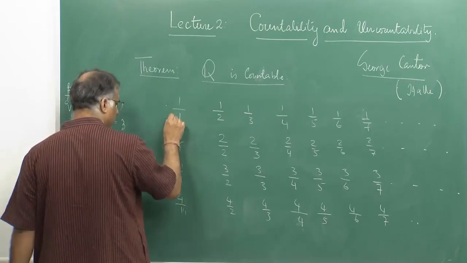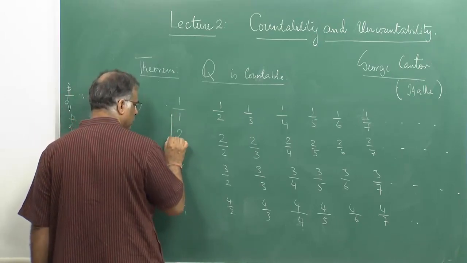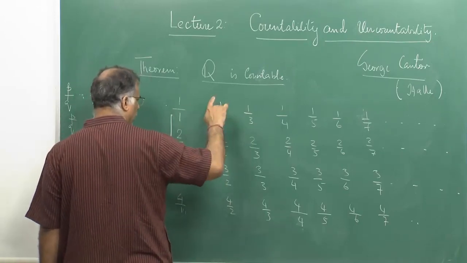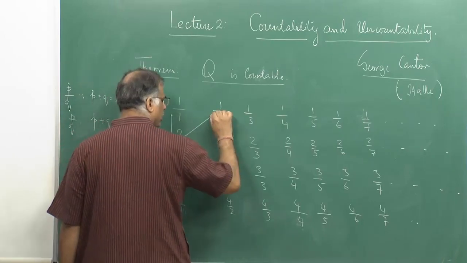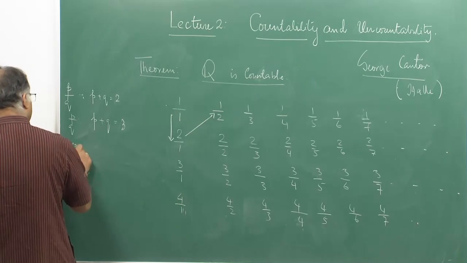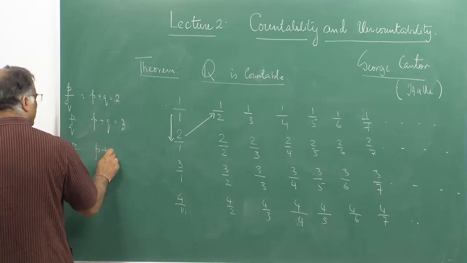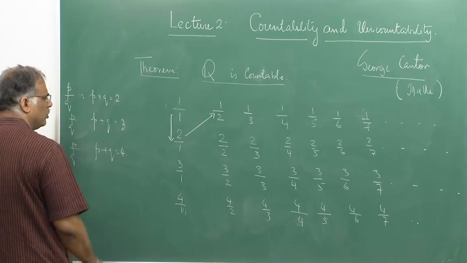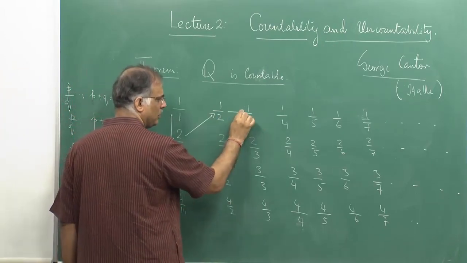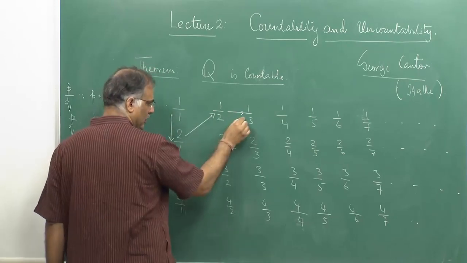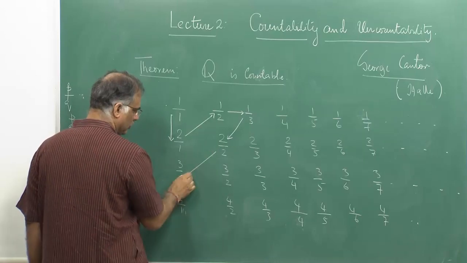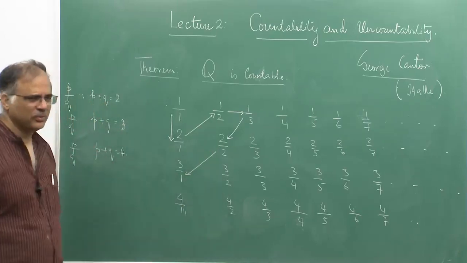So I take this as the next element, and from there I go to 1 by 2, which also makes 3. This is the way the table is created. Next, P plus Q equal to 4. What makes 4? 1 plus 3 makes 4, so I go there. Next count. Then I come down: 2 by 2 makes 4, 3 by 1 makes 4, and nothing else makes 4.